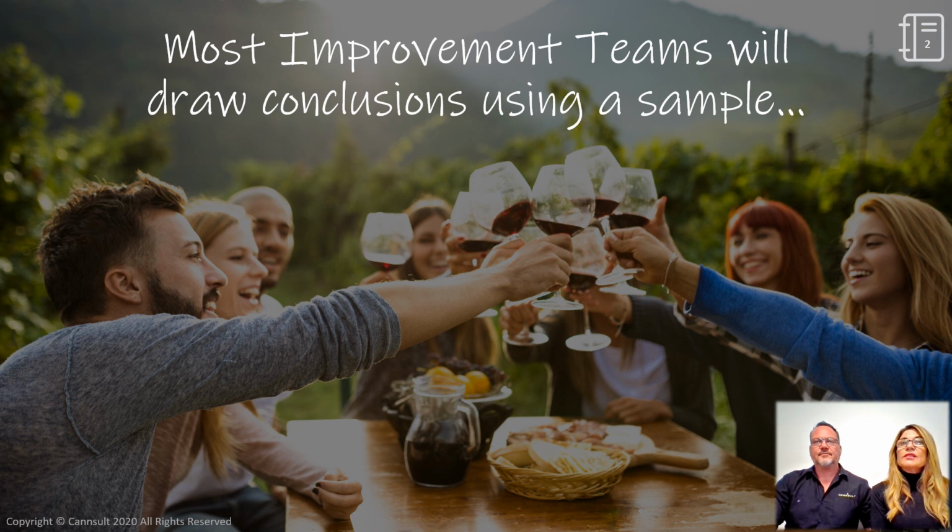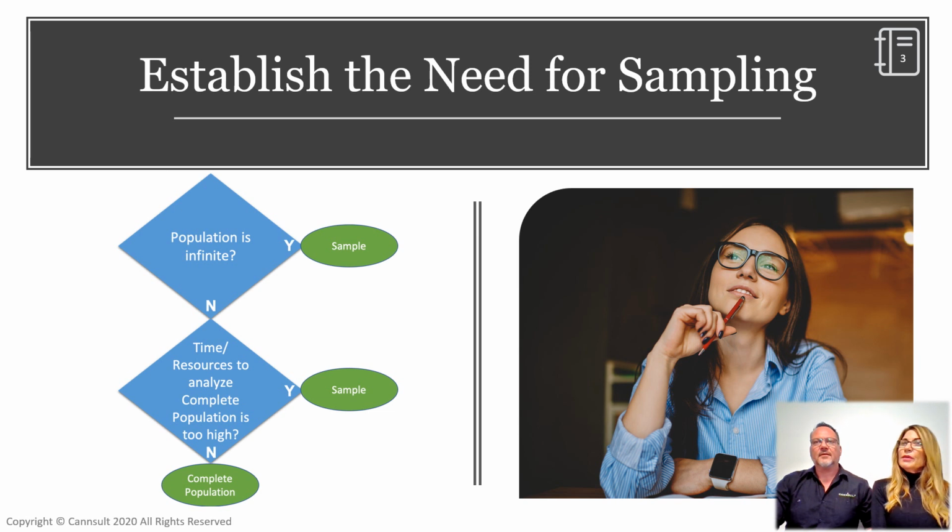Most DMAIC projects will involve drawing conclusions from a sample and analyzing that small but important amount of data. So how do we know if we need to sample versus studying the whole population? Before we get to that decision point, let's go over a couple of definitions. One type of population cannot be counted. For example, the total number of fish in the ocean, it's unknowable. Or people in the world, or a number of leaves in a forest. This is called an infinite population. It can't be counted, it's unknowable.